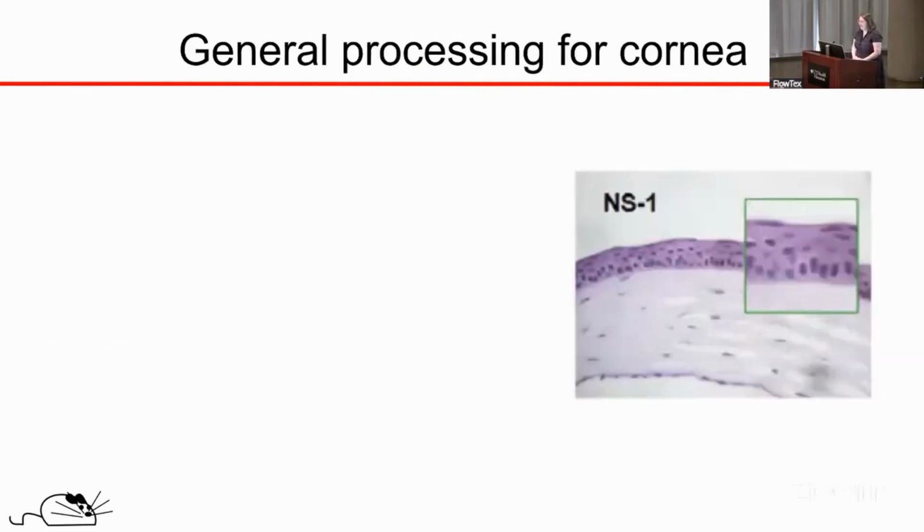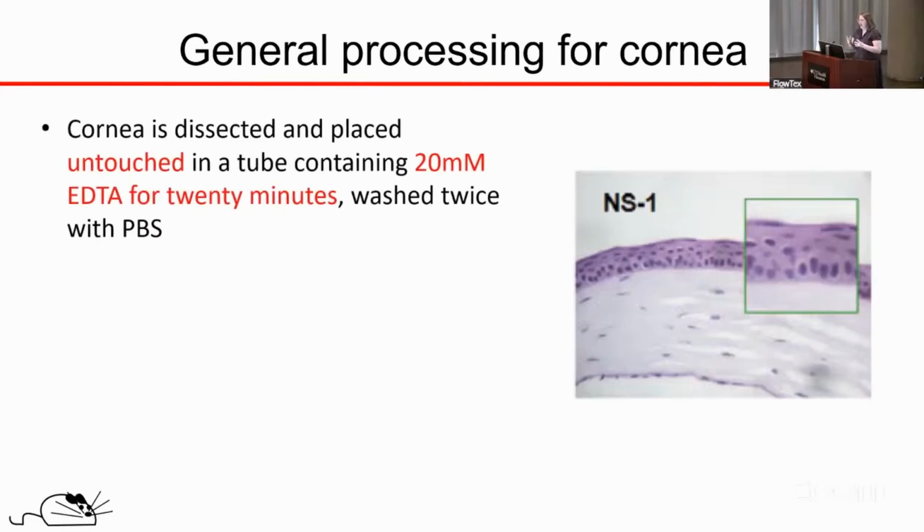The last tissue I'm going to show you is the cornea. This one is particularly tricky because there are so few cells in the cornea. So something to keep in mind is to think about when you're going to actually chop up your cell for digestion. So first what we do is we dissect out the cornea in as intact one piece as possible. So we try not to damage it in any way. And we let that incubate in 20 millimolar EDTA for 20 minutes.